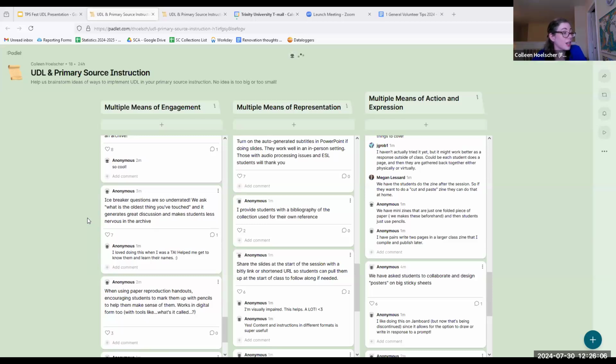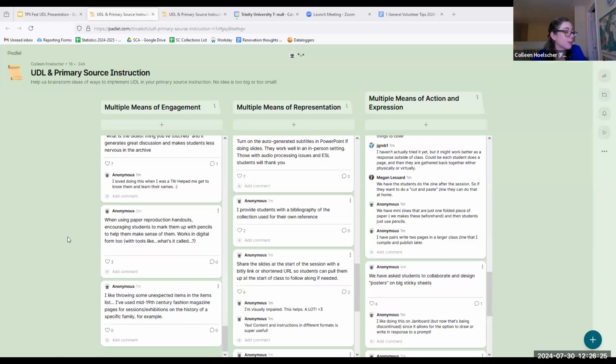Icebreaker questions, very underrated. Asking what is the oldest thing you've touched? It generates great discussion and makes students less nervous in the archive. That is a really great idea, especially if you're going to be showing them something super old in that class today, right?